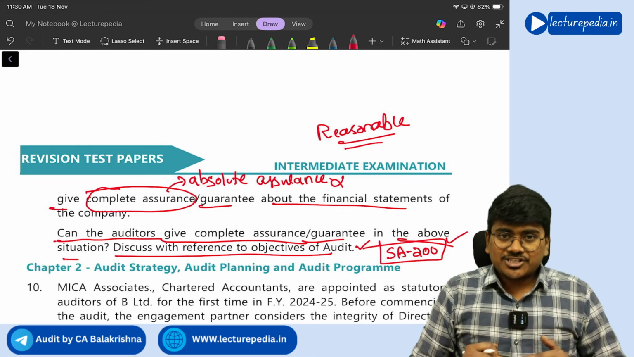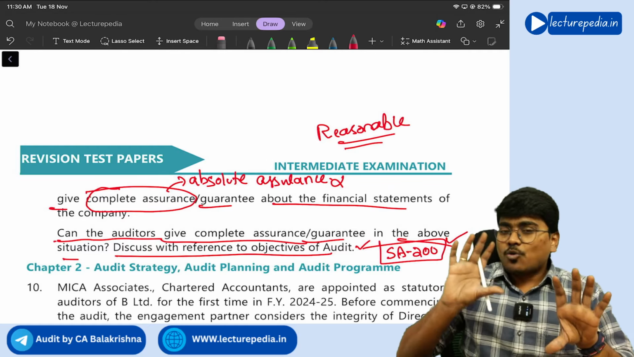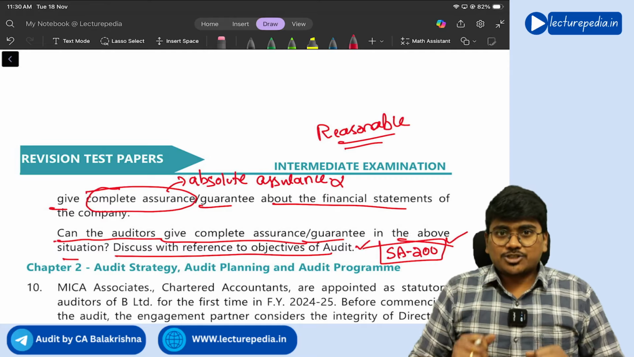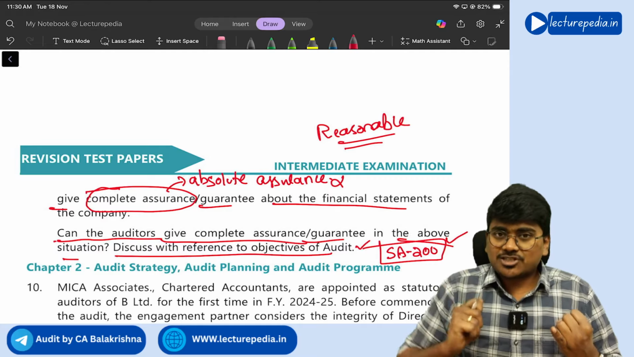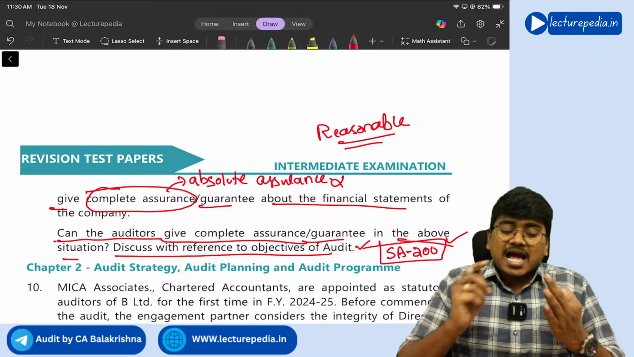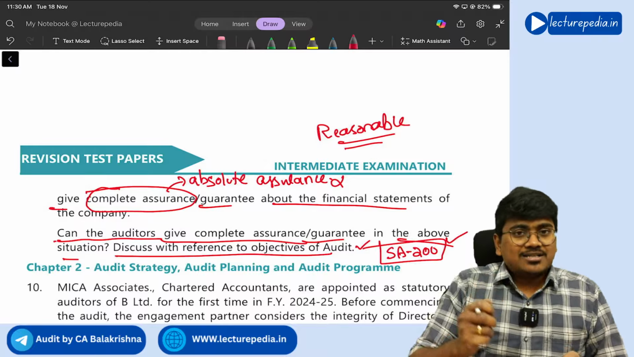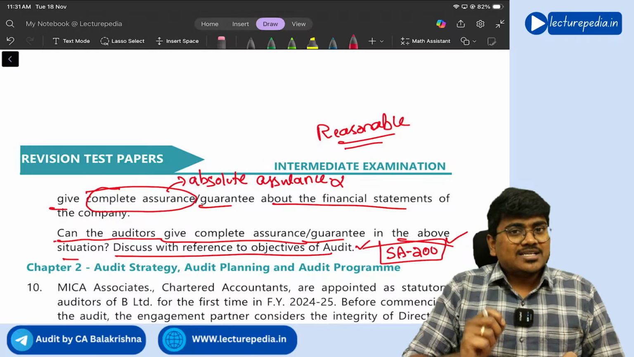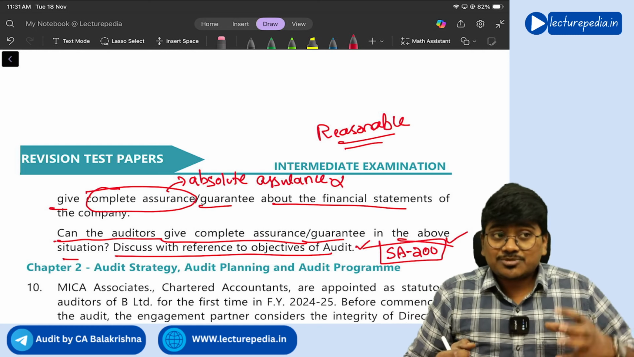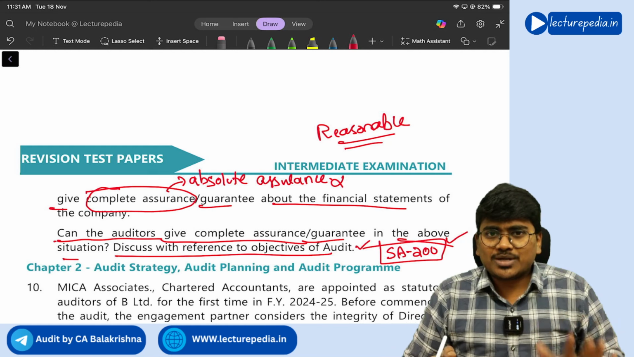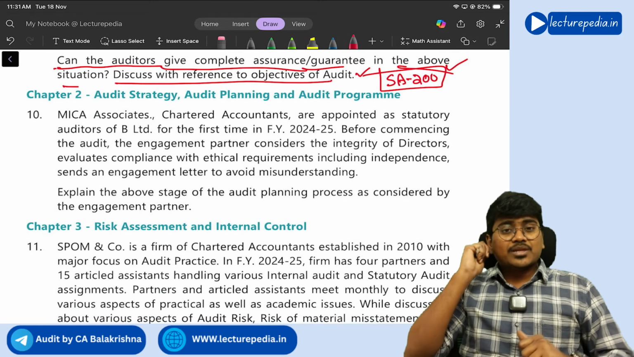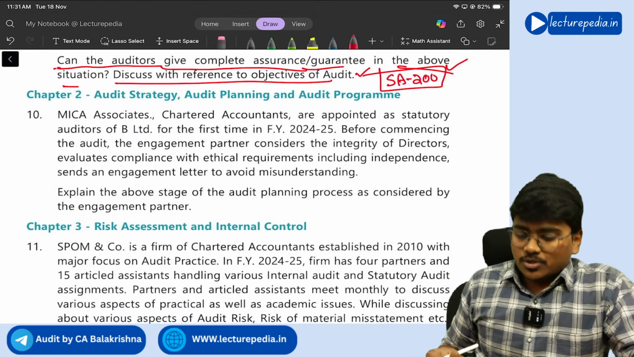And you should also differentiate what is meant by absolute assurance, what is meant by reasonable assurance. So in this manner your answer should be there, these points should be there. You have to write objectives as per SA 200. You need to differentiate what is absolute assurance, what is reasonable assurance, and finally you need to conclude that auditor cannot give absolute assurance, he can only give reasonable assurance. And you can also state that auditor cannot give absolute assurance because of inherent limitations. That point also you can add. Got it? Yes. So these things you need to write for the 8th question. Next, 10th question.